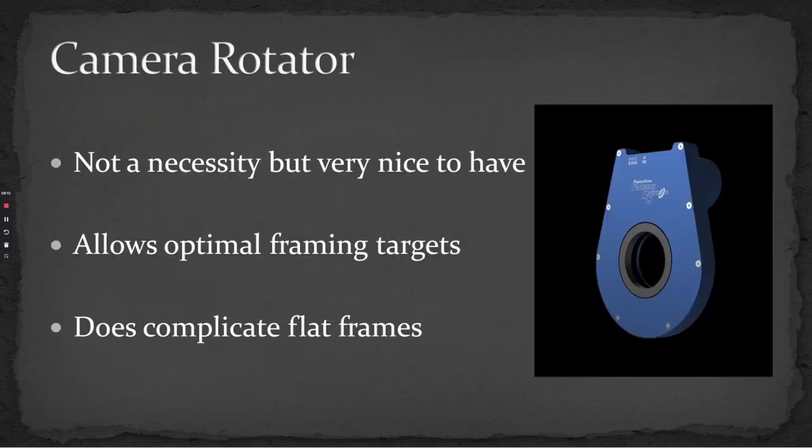Camera rotator is nice to have because it lets you rotate to different position angles, so it really allows the optimal framing of the targets when you're not there, again, to physically rotate the camera. Note that it does complicate flat frames, in that generally your flat frames will need to match the rotation angle of the camera unless you have a very symmetrical system. So as you rotate the camera for different targets, you will need to take flat frames that match that same rotation angle.